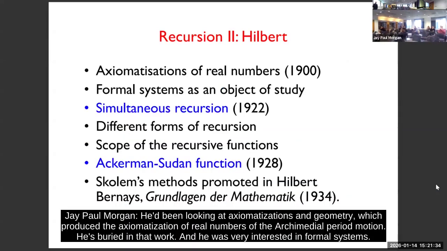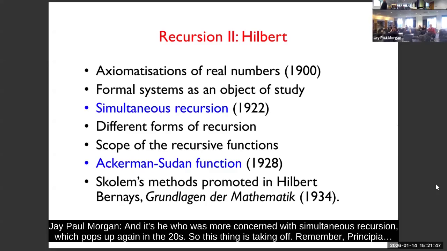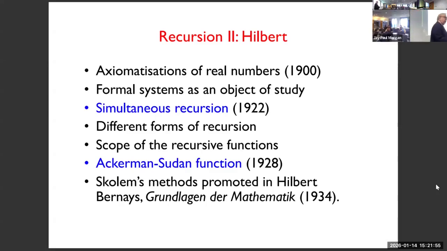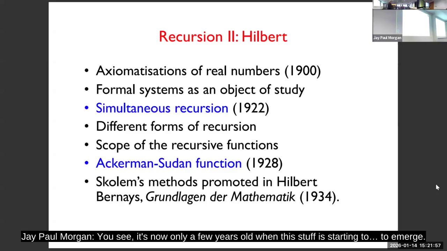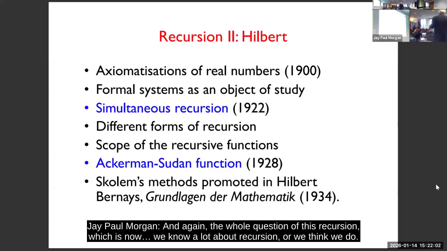We also know, of course, about Hilbert's interest. He'd been looking at axiomatizations in geometry, which produced the axiomatization of real numbers as an Archimedean ordered field. That notion is buried in that work. And he was very interested in formal systems. It's he who was more concerned with simultaneous recursion, which pops up again in the 20s. So this thing is taking off. Remember, Principia is now only a few years old when this stuff is starting to emerge.